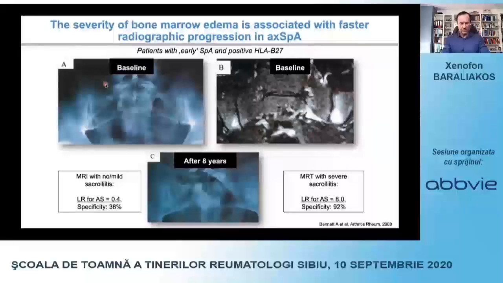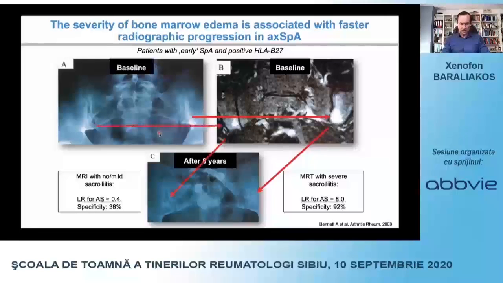Now, if we see this edema, if we see this bone marrow edema and inflammation, what does that mean? It means, first of all, that of course we can use it for diagnosis and later for classification, but it also means that we have a bad prognostic factor the more the signal extends and the more intense the signal is.